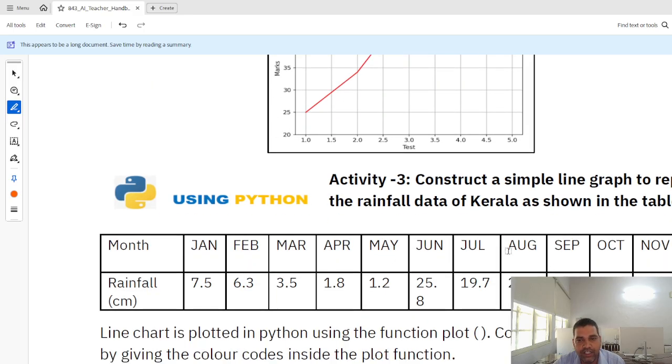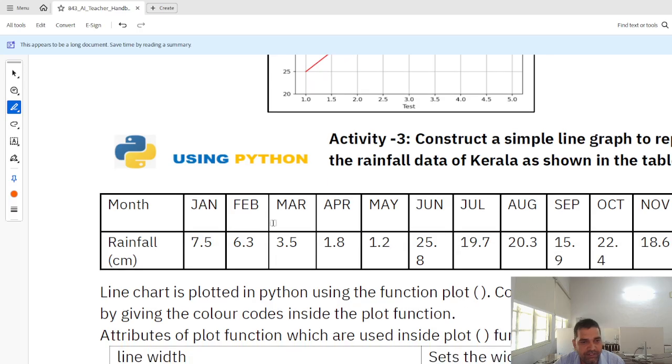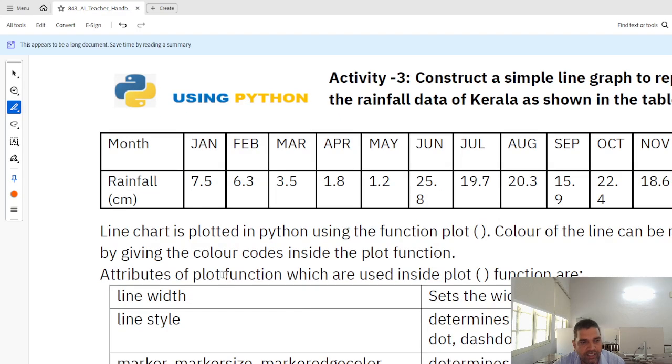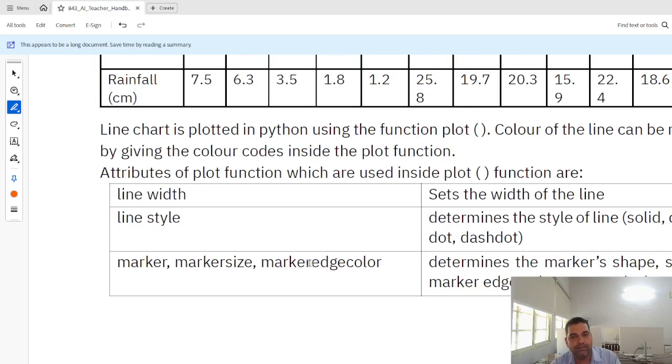So this is the rainfall data of Kerala given for the months January, February, March, April, and the line chart is plotted in Python. Now the attributes of the plot function which are used inside the plot function. This line chart is plotted with the help of the plot function. The color of the line can be mentioned by the color code inside the plot function.